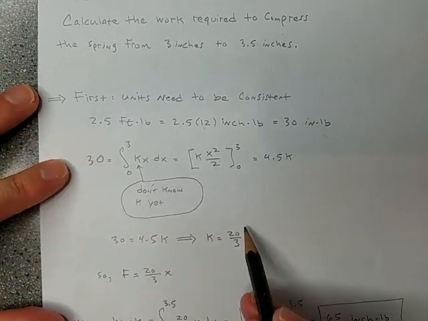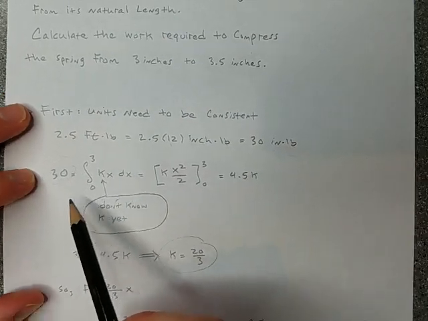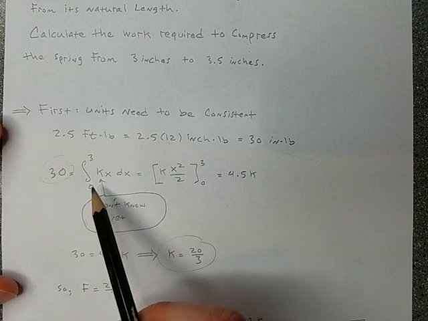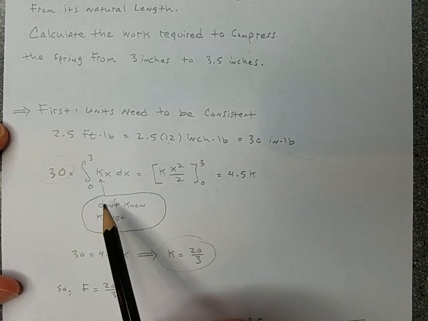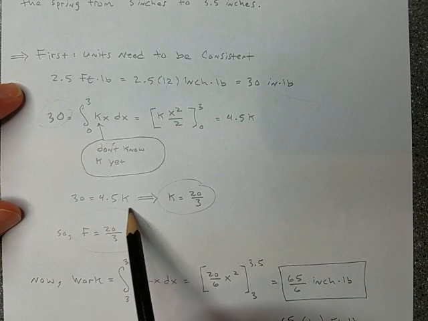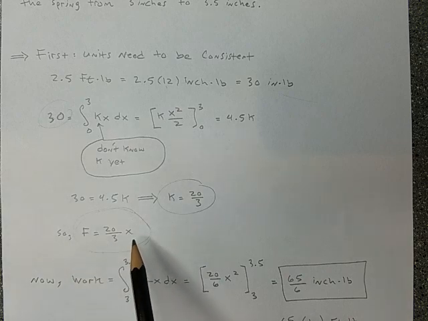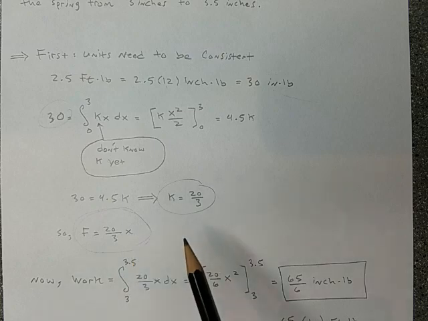So now I know K, right? Knowing the work required to compress the spring 3 inches from its natural length, knowing that that is calculated from this integral, I solve for K. There's my working equation for the spring. The force required on the spring to hold it stretched or compressed, distance x beyond the natural length, is 20 over 3 times x.